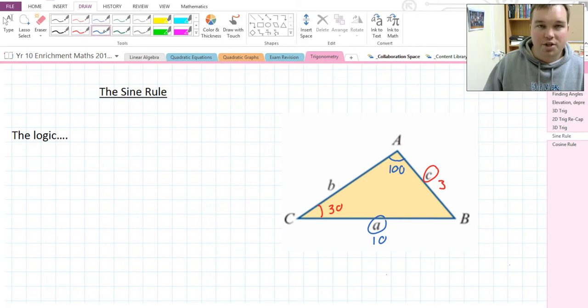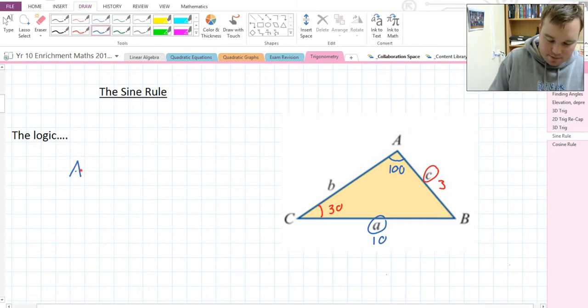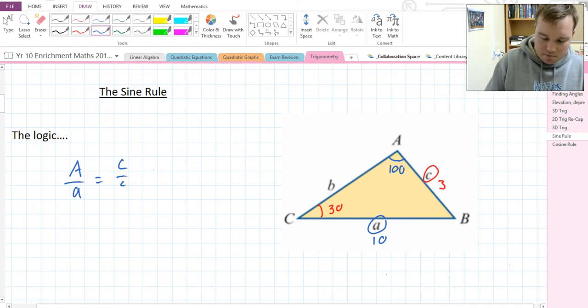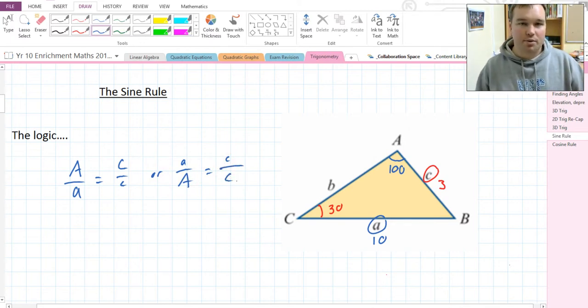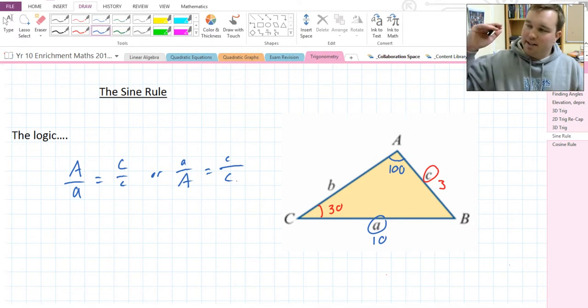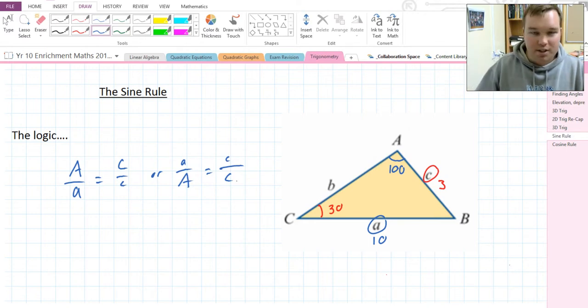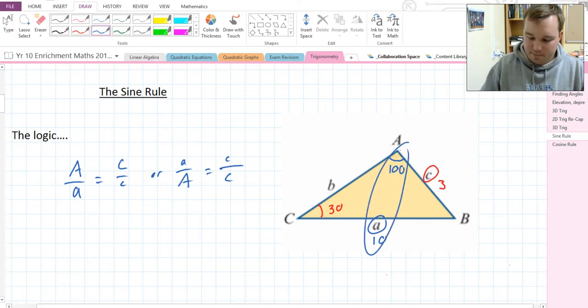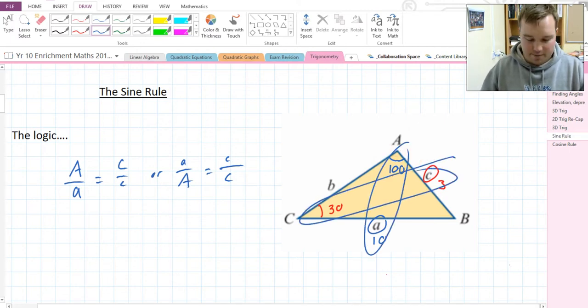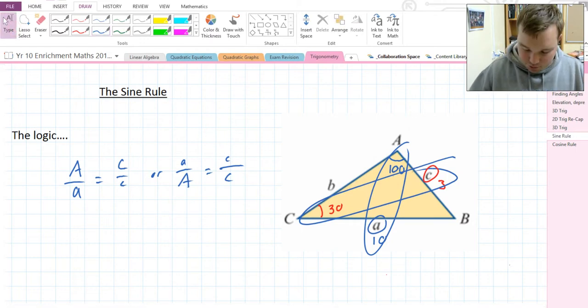So in order to set up an equation here, we could do the biggest side on top of the biggest angle, which might be equal to the smallest side on top of the smallest angle. Or a over big A, c over big C. Essentially, we want big side over big angle, little side over little angle. And as long as those pairs match up, the ratios will be about the same. Now, unfortunately, the rule is not quite that easy, but that's the logic behind it. That if we take a big pair and divide them, that will be equal approximately to the little pair divided. Alright? Now let's prove the actual rule.